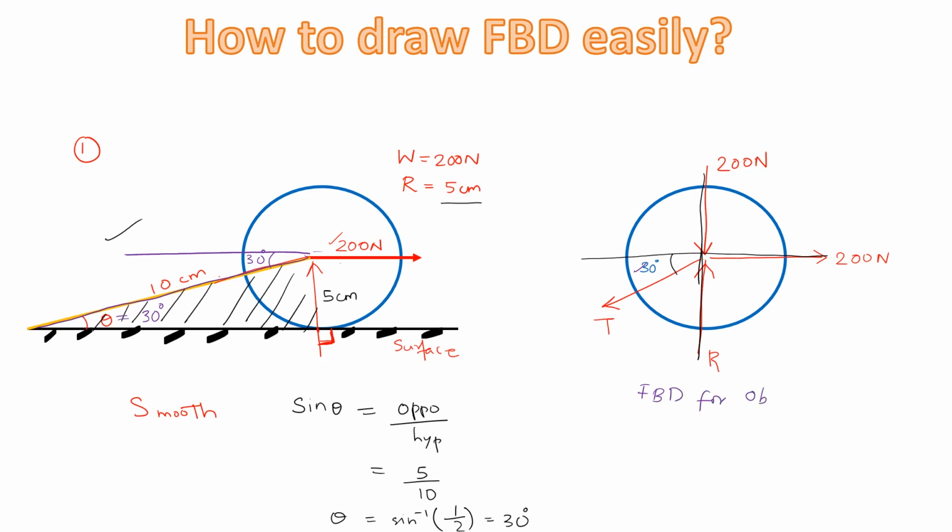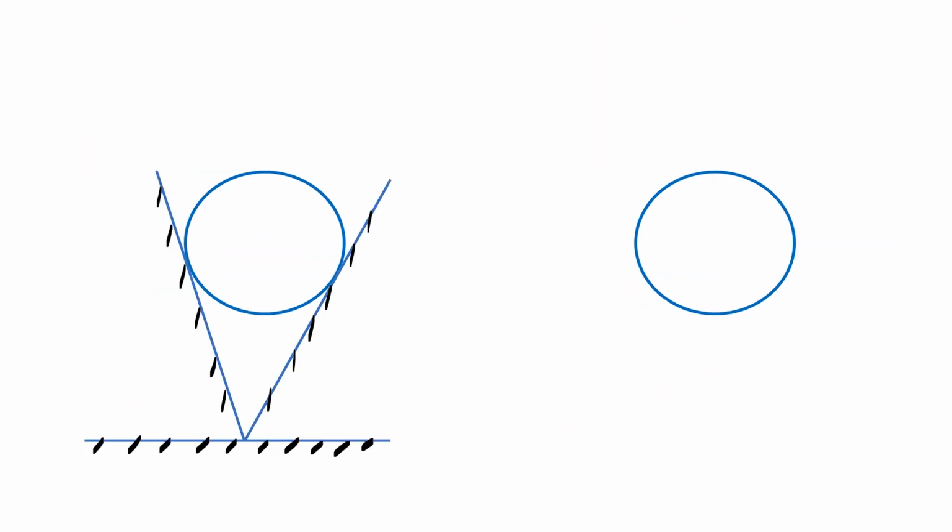So this will be the free body diagram, the FBD, for this object. While solving the equilibrium condition, sigma Fx equal to 0 and sigma Fy equal to 0, we can find the value of R and T. Okay, so let's consider another example which is given here.